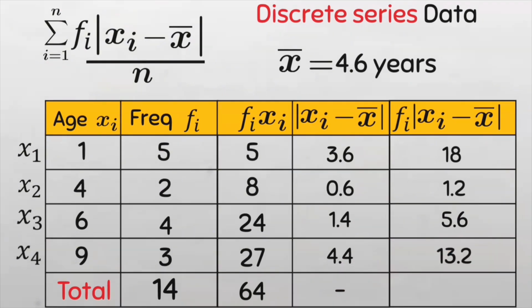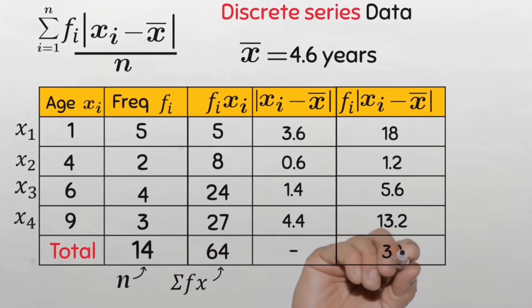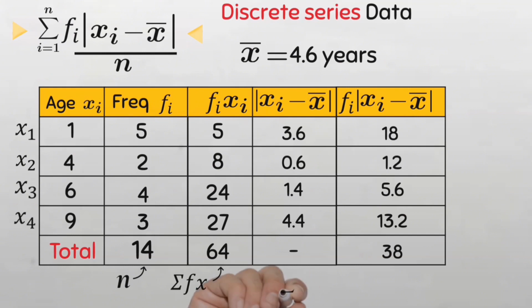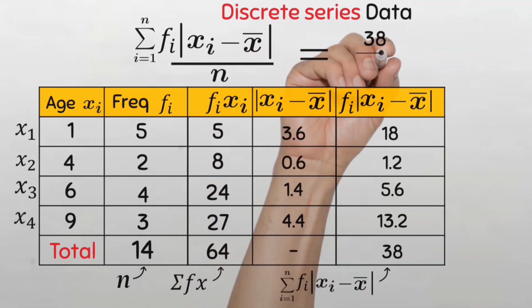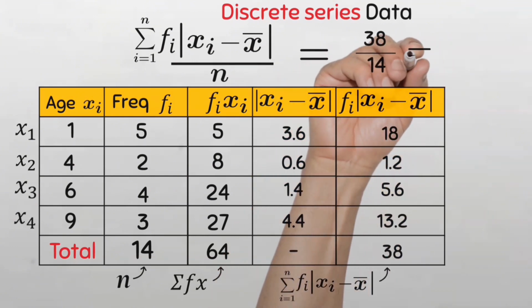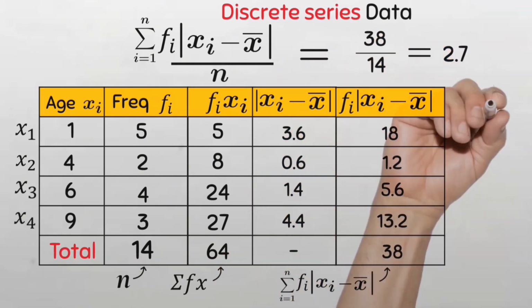Awesome. And if we add all this together, we would have 18 plus 1.2 plus 5.6 plus 13.2, giving us 38. And if you notice, this is already the numerator of our formula. This is the numerator of our mean absolute deviation formula, and that's the sum of the product of each frequency and the absolute deviations of each value from the mean. And according to the formula, we need to divide this by the number of data values, or n. So we'll have 38 divided by 14, which will give a mean absolute deviation of 2.7.